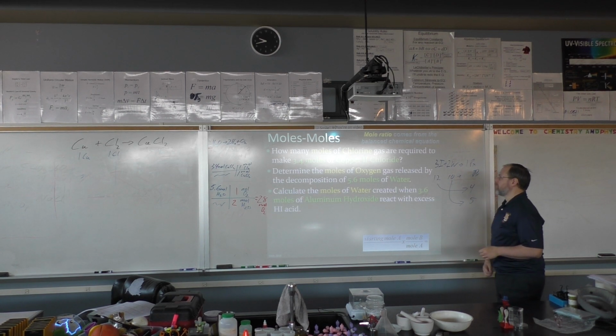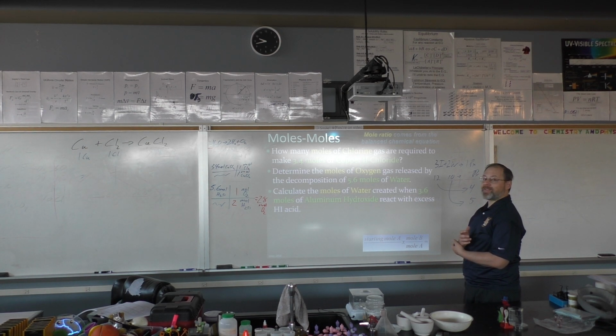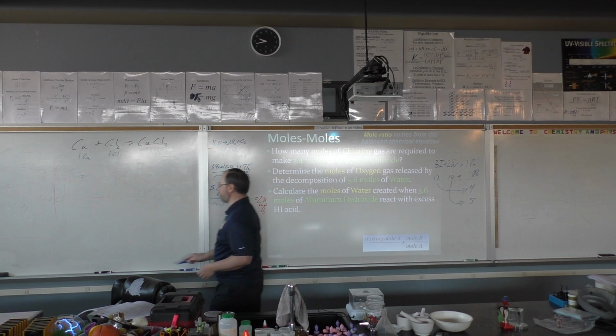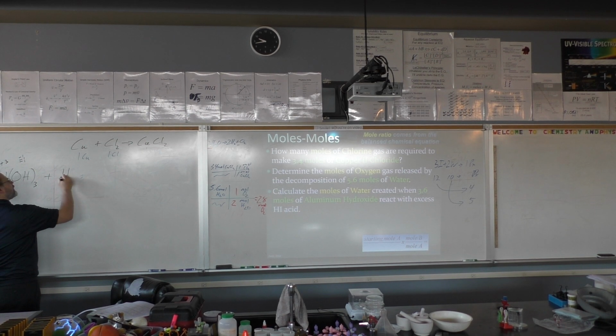All right. Calculate the moles of water created when 3.6 moles of aluminum hydroxide react with excess hydroiodic acid. Oh my goodness. So first thing we need to do is figure out what the reaction would be. We have aluminum hydroxide, which is Al and OH. How many OHs go with a single aluminum? 3, good. Remember that aluminum is +3 and hydroxide is -1 each. So there's our aluminum hydroxide, Al(OH)3. And it reacts with lots and lots of hydroiodic acid, which is just HI.